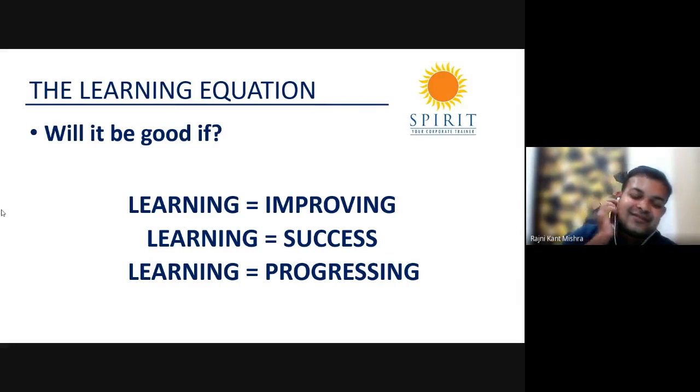And amongst the remaining students, most of them did not understand what is happening. They found it confusing. But most of the students chose learning is equal to success. So this is a fundamental difference in the way we think and in the way students think. Now, what is the difference between improving, success, and progressing? That we will again discuss in the slides to come.